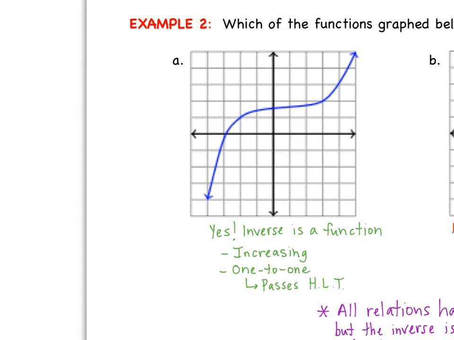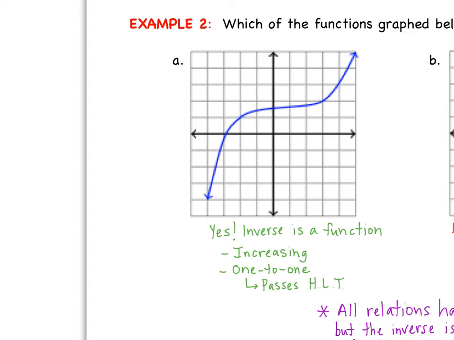So if we look closer, we can see the inverse is a function because, well, one, our function is increasing, meaning going from left to right, the y values continue to increase the entire time. They get bigger and bigger. So it's increasing the entire time. It's also one-to-one, meaning for each y value, there is only one x value. So that tells us that it passes the horizontal line test, HLT for short.